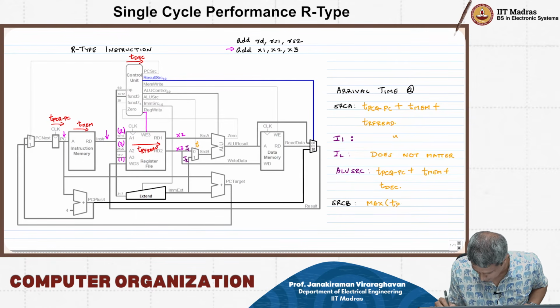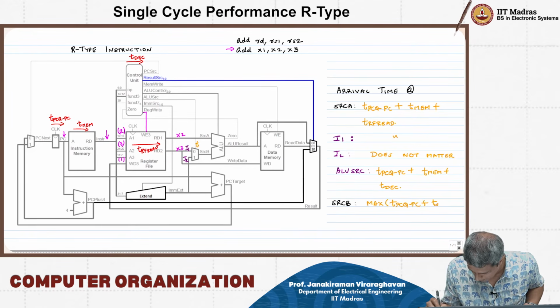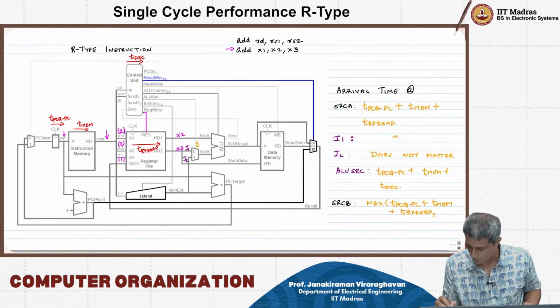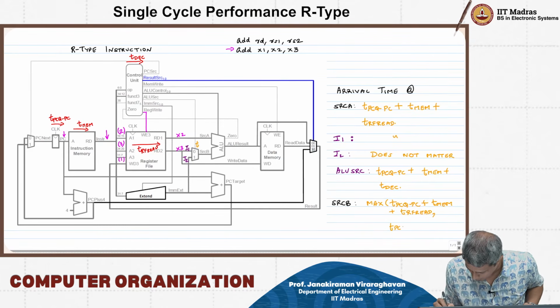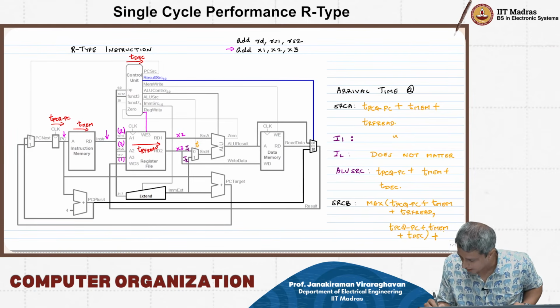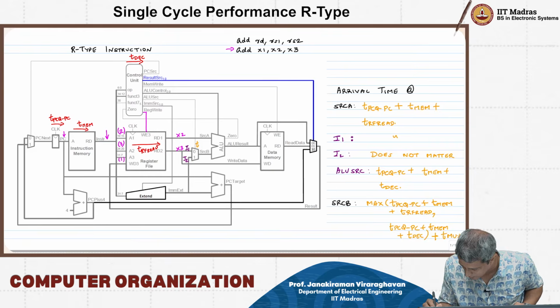max of TPCQ PC plus TMEM plus TRF read, comma, TPCQ PC plus TMEM plus T decode, the maximum of that plus the delay through the mux.